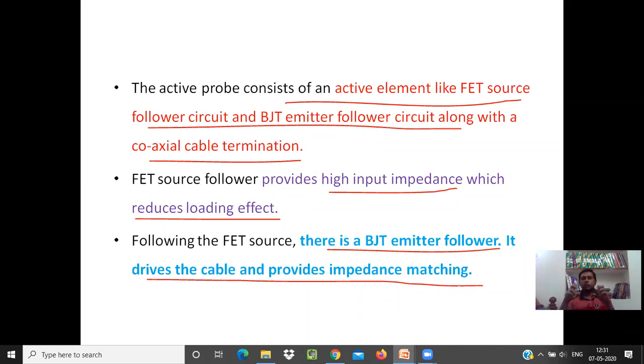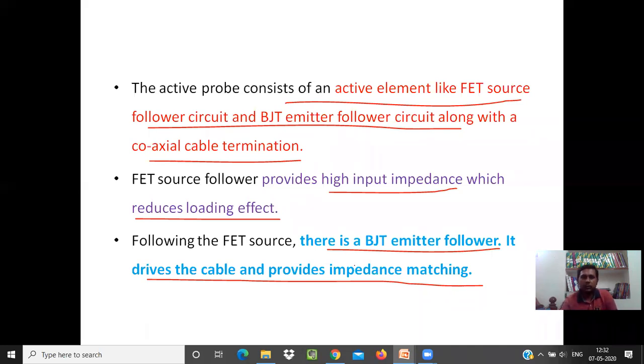So this is about the two types of probes that we are discussing here. The first one is the 10:1 probe and high impedance probe, and the second one is the active probe. So now in this class we discussed two types of probes: one is the passive probe and the second one is the active probe. The examiner may also test your understanding level. Explain the active and passive probes of CRO. Then you are supposed to write these two types of probes, right?